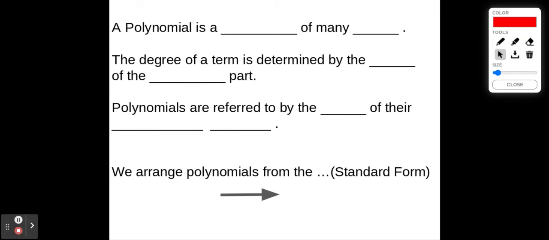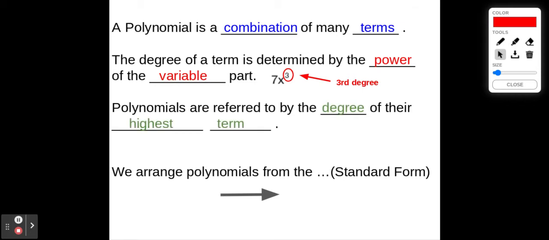A polynomial is a combination of many terms. The degree of the term is determined by the power of the variable. So for instance, the term 7x to the third power would be a third degree term. Polynomials are referred to by the degree of their highest term, and that's also how they're named.